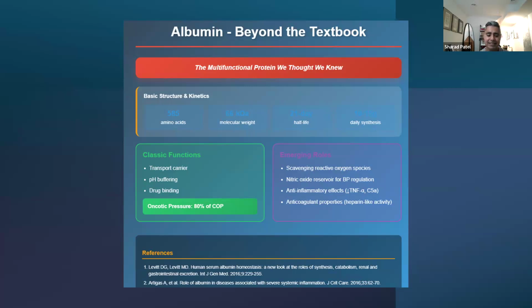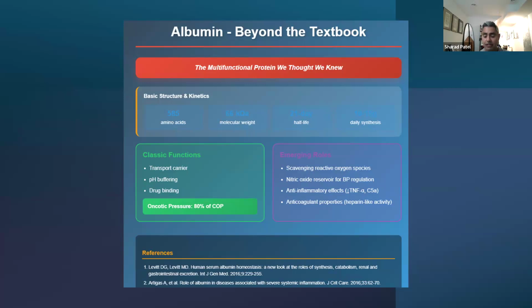Again, every simplistic process that we thought for most things in medicine, including albumin, our understanding is getting a little bit more complex. And then potentially this may lead to more therapeutic effects down the line too. A little bit about the structure and kinetics of it.